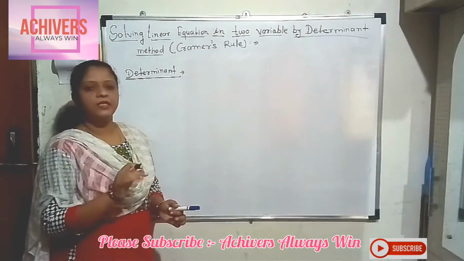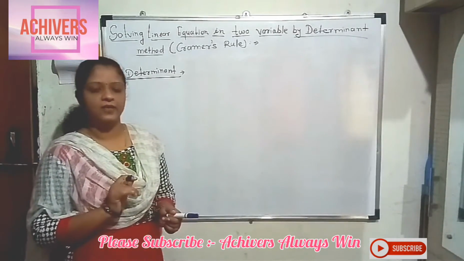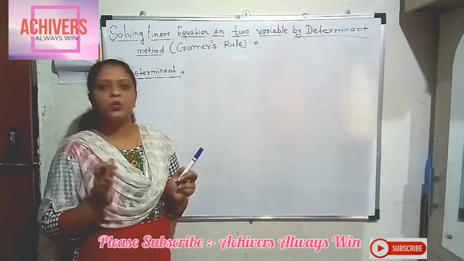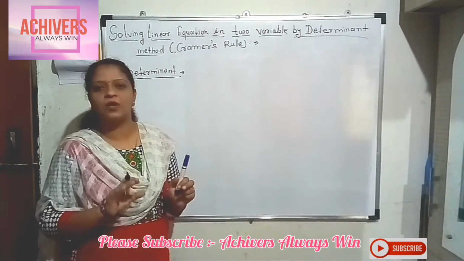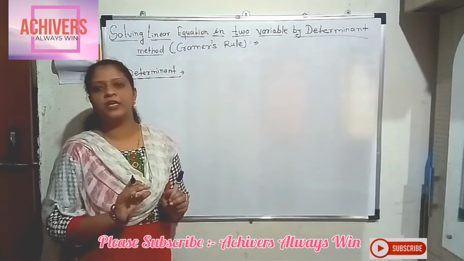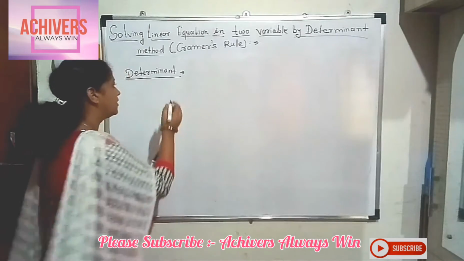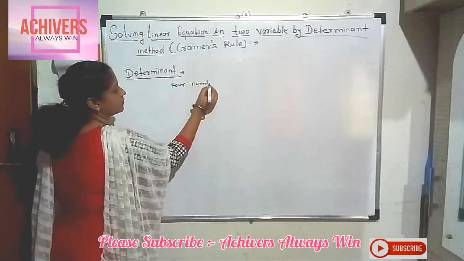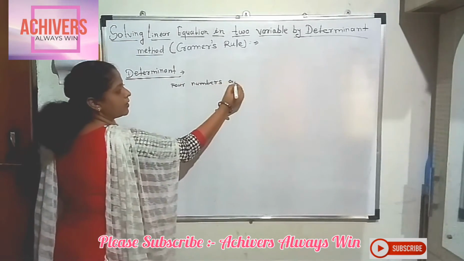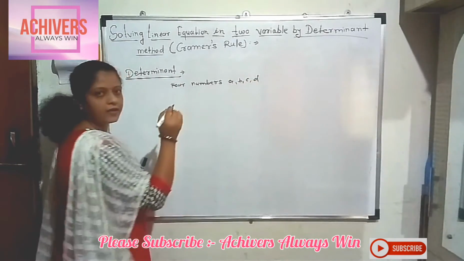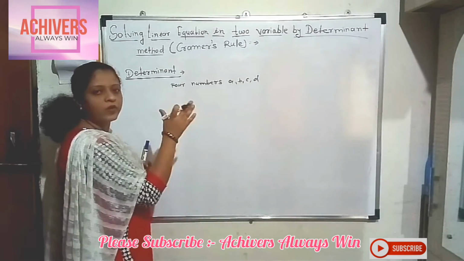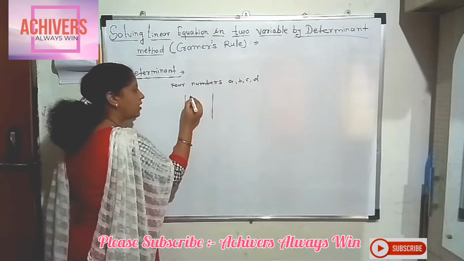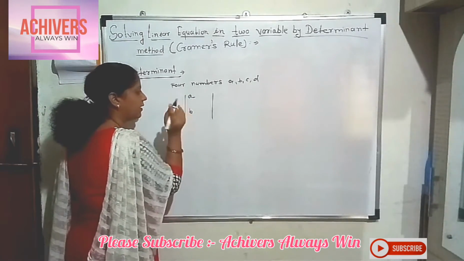Here we will see a 2 by 2 order determinant. 2 by 2 means there are 2 rows and 2 columns enclosed in 2 vertical lines, which is called the determinant. Suppose here are 4 elements A, B, C, D. These 4 numbers A, B, C and D are enclosed in 2 vertical lines.